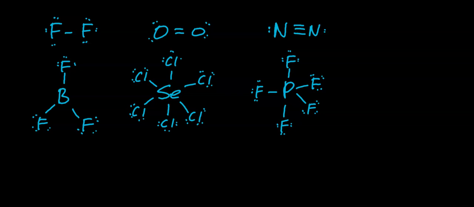All right, BF3, we have 3 bonds and no lone pairs. So the molecular geometry of this is trigonal planar. SeCl6, we have 6 bonds and no lone pairs on the central atom. This is AX6, so this would be octahedral. PF5, we have 5 bonds, no lone pairs. This would be trigonal bipyramidal.